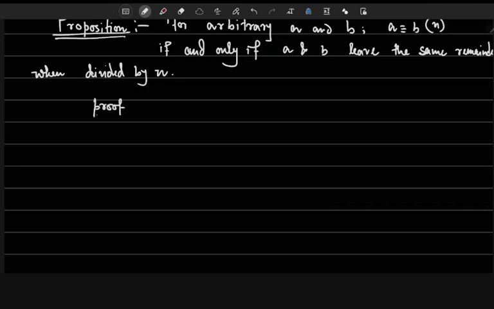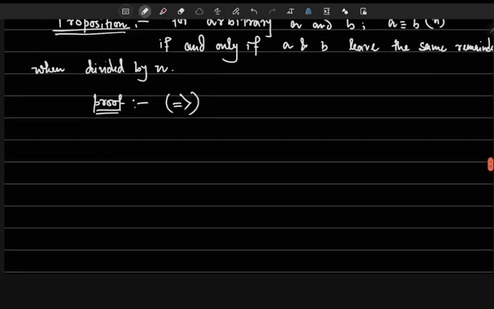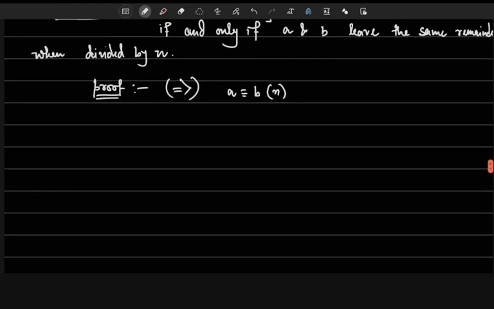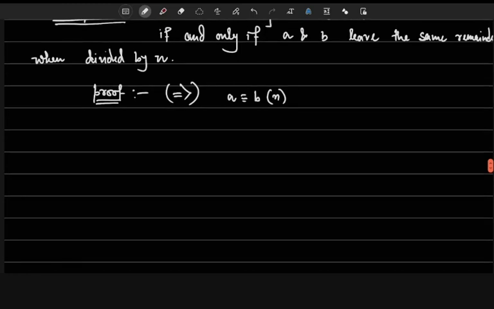Proof: the only if part can also be written like this: that means A is congruent to B modulo n, then A and B will leave the same remainder when divided by n. Suppose we prove it by contradiction. Suppose not. Then what will happen?